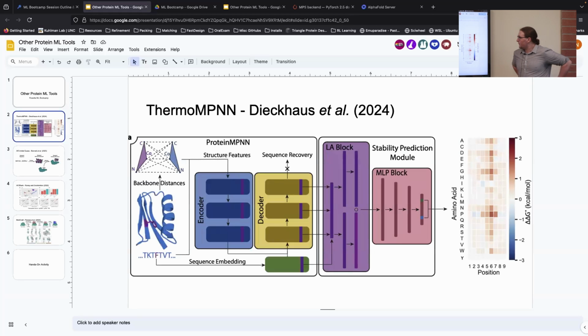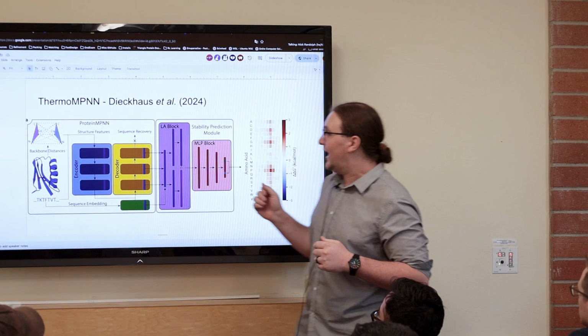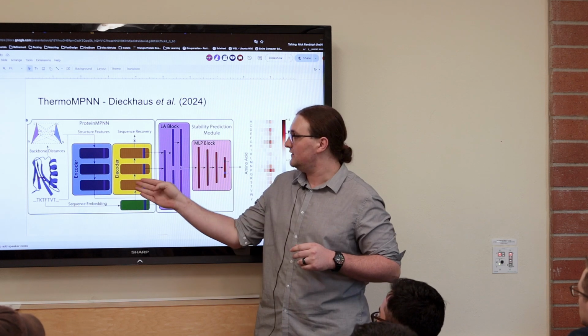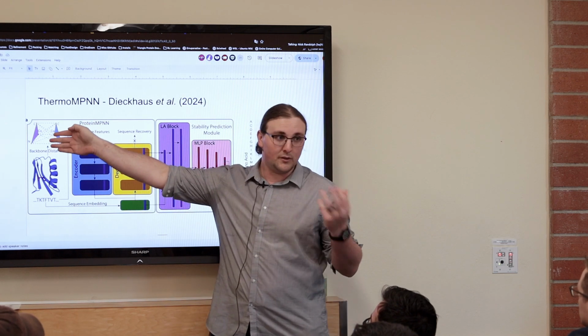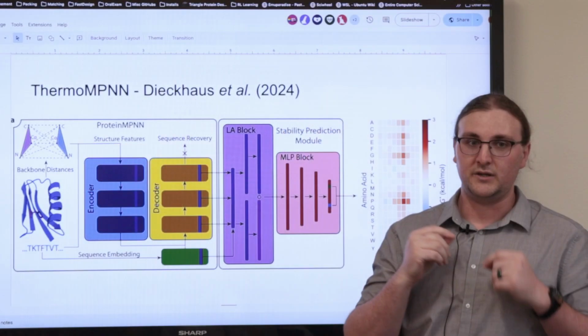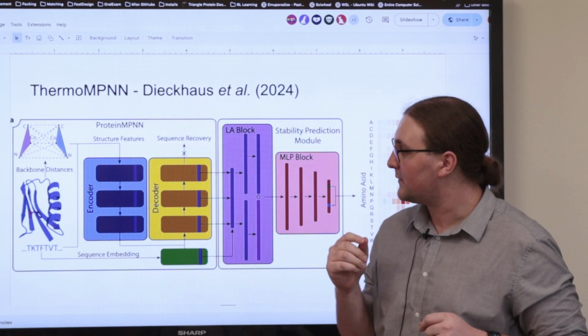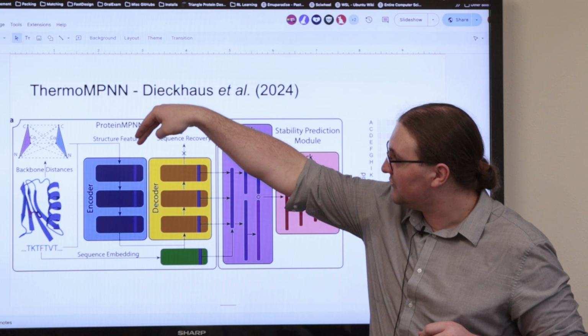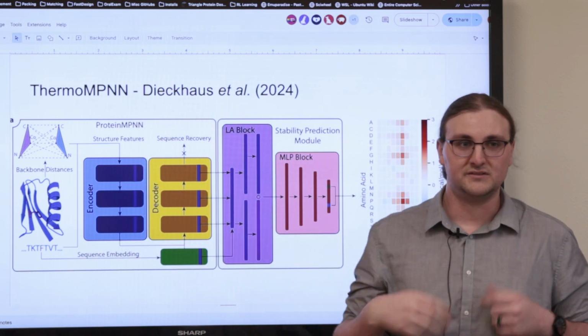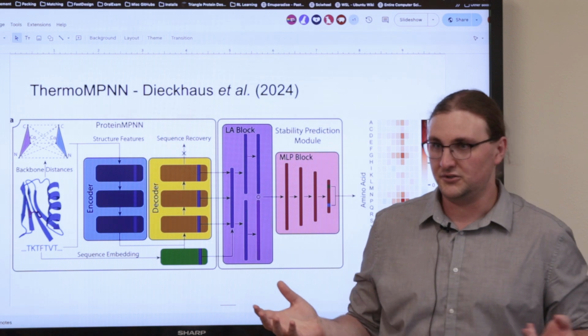The first of which I want to talk about is ThermoMPNN, which builds off of ProteinMPNN, which we've talked a lot about. We have pretty much the same setup as in ProteinMPNN, the encoder and the decoder. It takes in the backbone positions and learns based on the distances between each pair of atoms in the backbones. We have those structure features, we throw them through the encoder, and in the decoder, we start decoding that sequence and making some predictions.